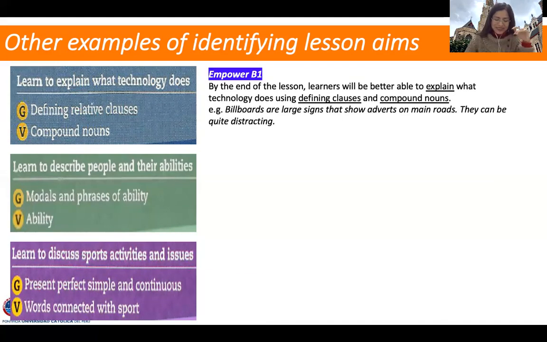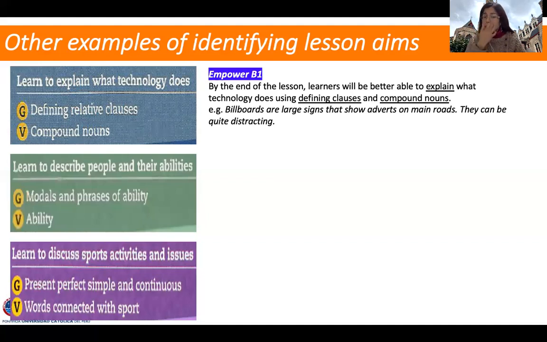Empower B1, lesson 11A, intermediate 5. Don't worry, I don't have it by heart either. So what is my specific lesson aim? Remember, we should all have the lesson aim clearly stated, taken from what is presented in the book. And it should be stated in this way. By the end of the lesson, learners will be better able to, what is my function? In this case, explain what technology does using defining clauses, that is my grammar, and compound nouns, that is my lexical set. Remember the 3 important features of aims.